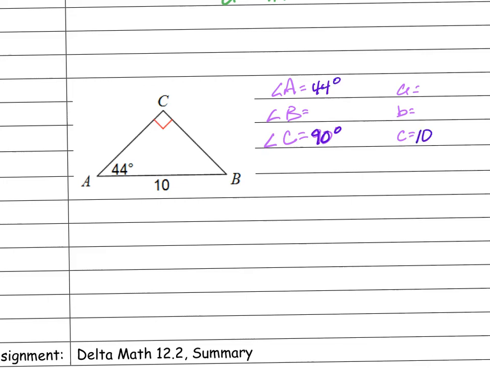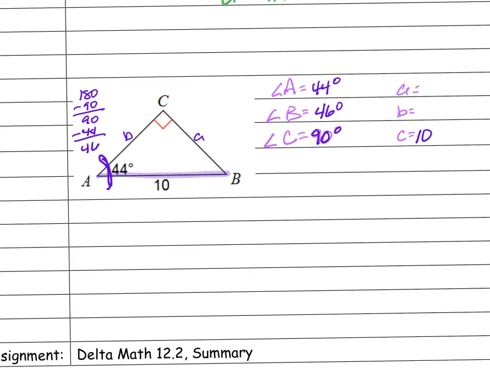So that means I need to find side A and side B. We can find angle B, right? 180 minus 90 is 90, minus 44 is 46, I believe. Yep. So this is 46 degrees. And then I'm going to mark my angle and highlight what side I know. I know the hypotenuse. That means I'm not going to use tangent. I'm only going to use sine or cosine.